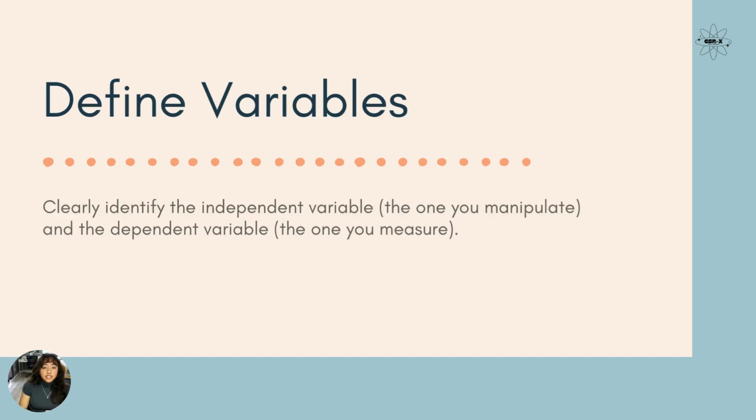The next step is to define your variables. Very clearly identify the independent variable, the one that you're manipulating, and the dependent variable, the one that you're measuring or trying to see the outcomes of. So essentially what that means is you want to be very clear of what you're evaluating, so that way the relationship between those two variables is also very clear, and the basis of your research and when you're collecting data will also be very clear and succinct in what you're looking for.